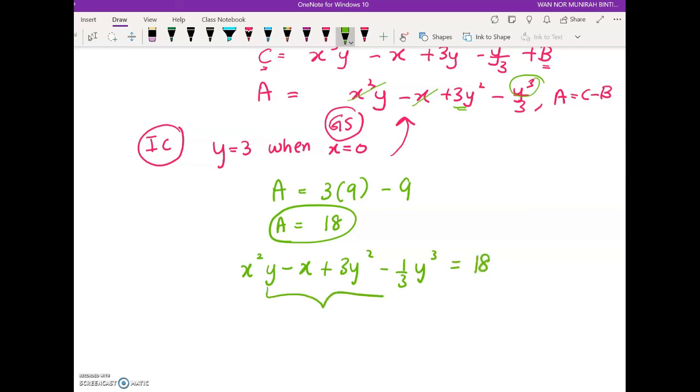So this is your f(x,y), and then this is the constant. So this is how you can find the solution of an exact equation.